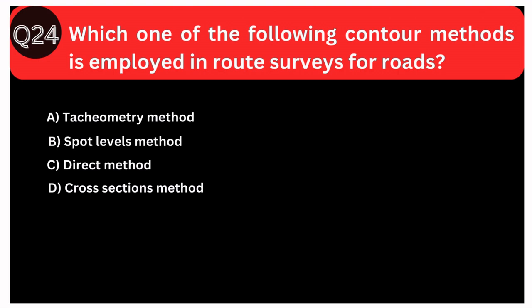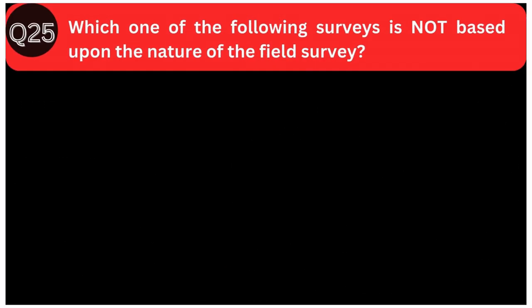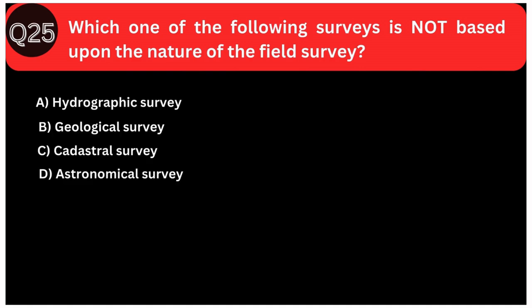Which one of the following contour methods is employed in route surveys for roads? Option A. Tachometry method. B. Spot levels method. C. Direct method. D. Cross sections method. Answer D. Cross sections method.